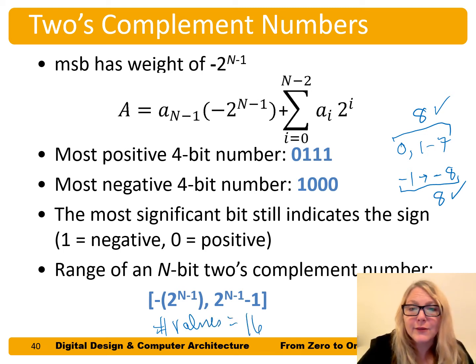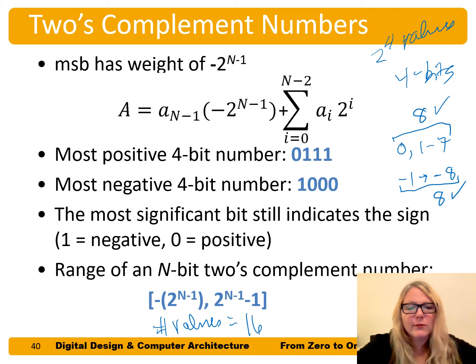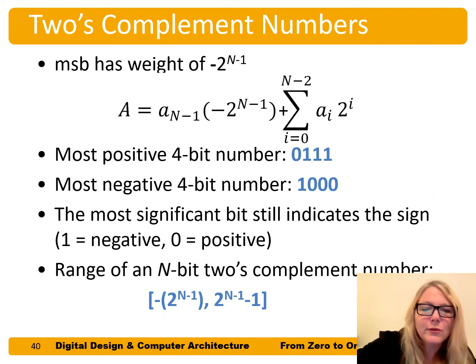So again, with our 4-bit value, we got our entire number of values that we can represent with 4-bit values. We can represent 16 unique values, or in other words, 2 to the 4 unique values. And with n bits, we can represent 2 to the n values.